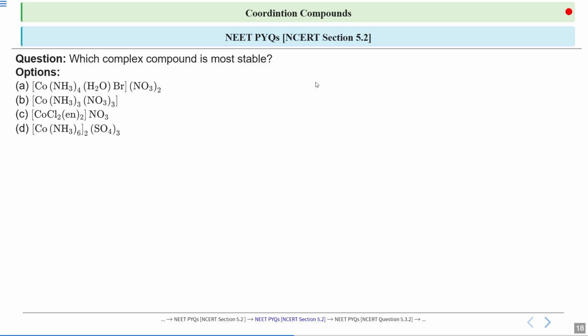This is a NEET PYQ and this is covering the NCERT section 5.2. Question is, which complex compound is most stable? Options are [Co(NH3)4(H2O)Br](NO3)2, [Co(NH3)3(NO3)3], [CoCl2(en)2]NO3, or [Co(NH3)6]2(SO4)3. You have to select the complex compound that is most stable. You are given some time, try to solve this and then we will see the correct answer.